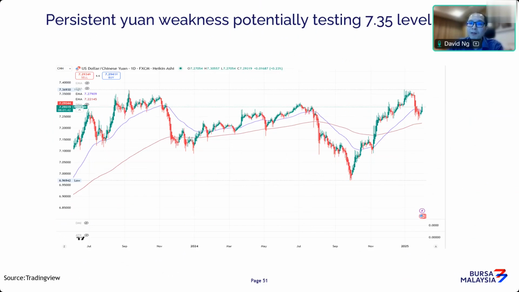And I think 735 is a very resistant level, because I think the government doesn't want this level to break. It's a psychological level. If it does break, it's telling you that there's going to be massive outflow, and that will create a lot of panic in the currency market.